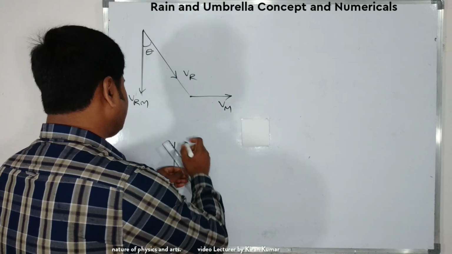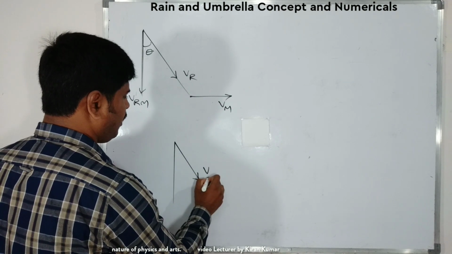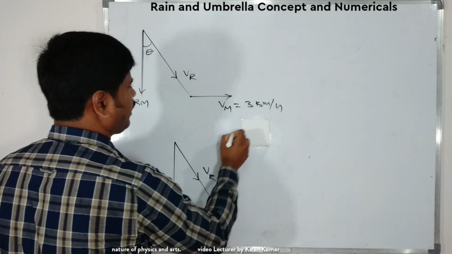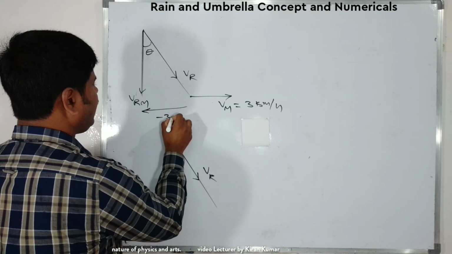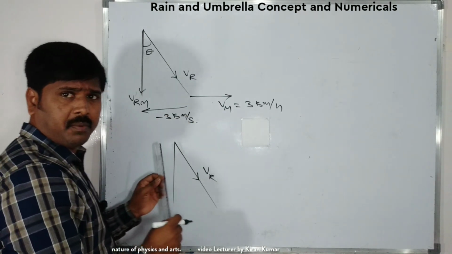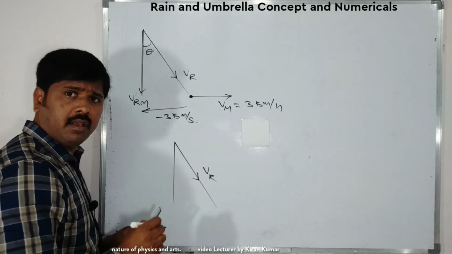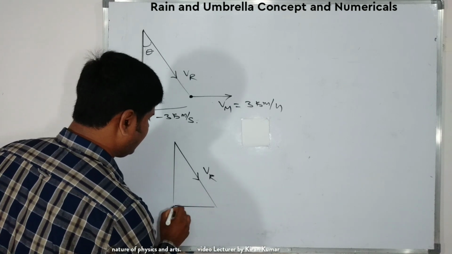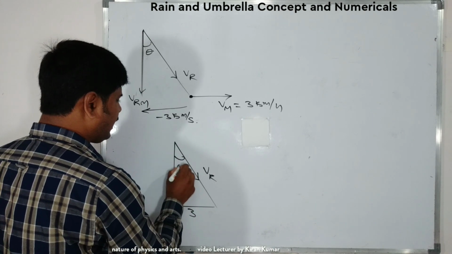See, this is taken as the velocity of the rain. Okay, so this value is 3 km per hour. So the negative value is how much? That is minus 3 km per hour. So negative x-axis, and this is the positive x-axis. Okay, see, try to understand. We can take the value as 3 km per hour. So this is making an angle theta.